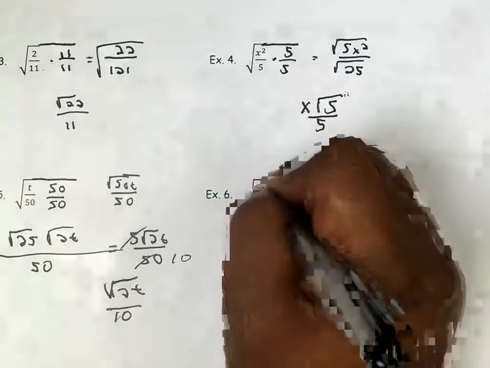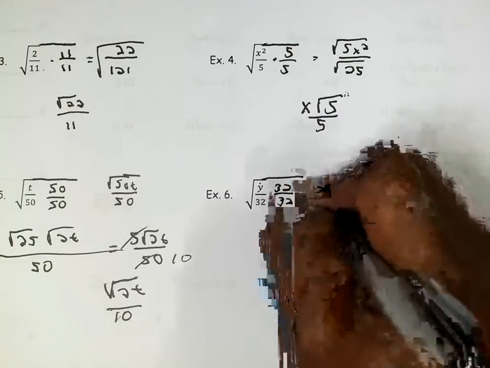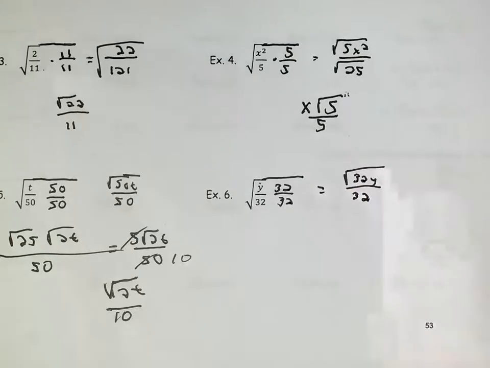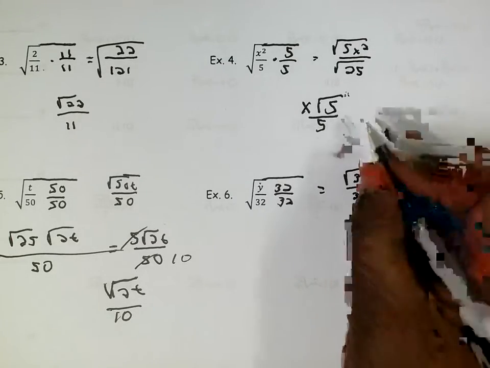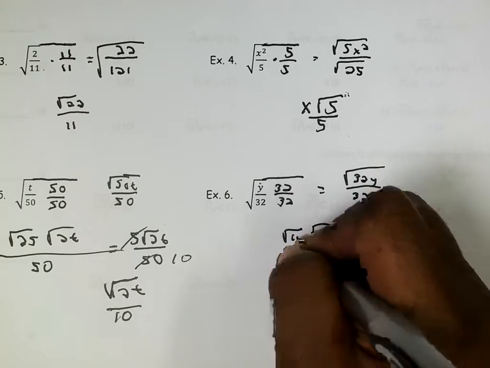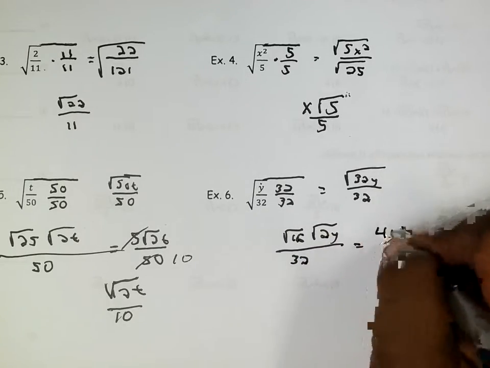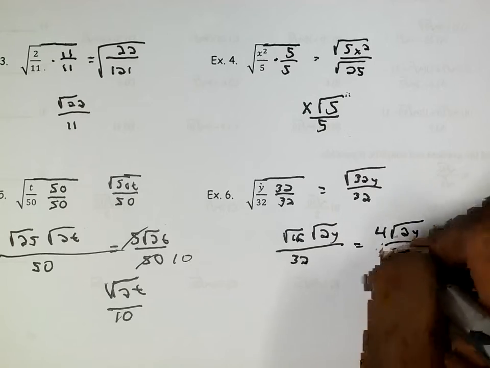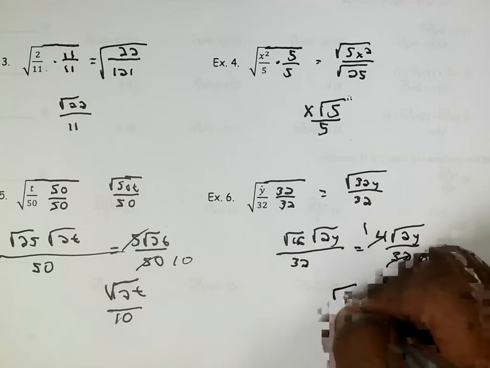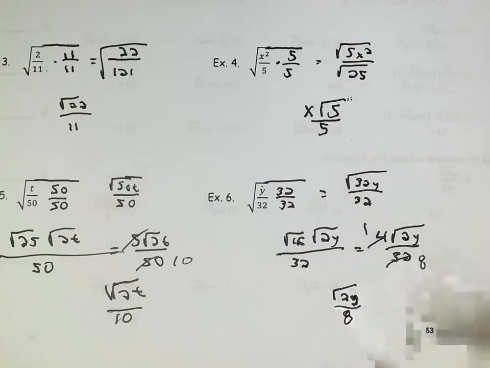And then my last one, I'm multiplying by 32 over 32. So I get the square root of 32y over 32. 32 is 16 times 2, so it's the square root of 16, and then the 2y I'm not going to be able to do anything with. So we get 4 square roots of 2y over 32, and again that can be reduced. So my final is square root of 2y over 8.